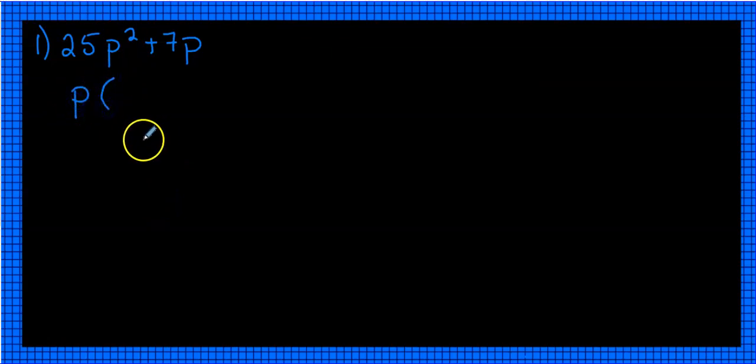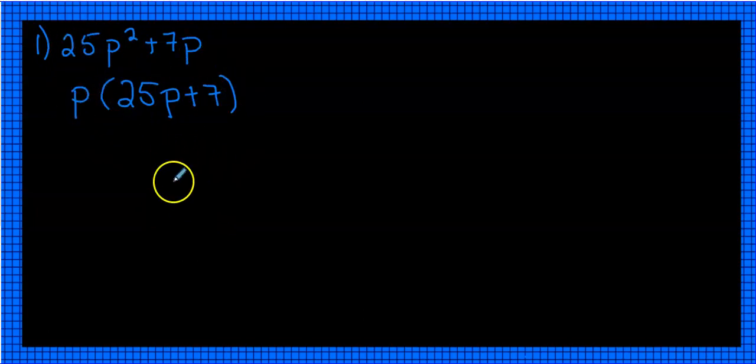And then when I do that, remember this is the opposite of the distributive property. I'm pulling out this p, and that means that I'm going to divide each of these by the p, and that's what's going to be left in parentheses. So 25p squared divided by p is 25p. And then 7p divided by p is plus 7. So this is the factored version of this binomial.